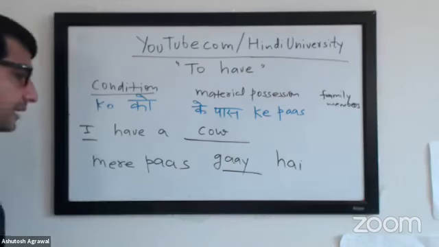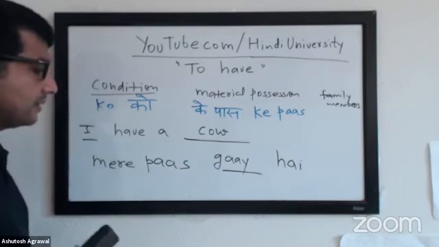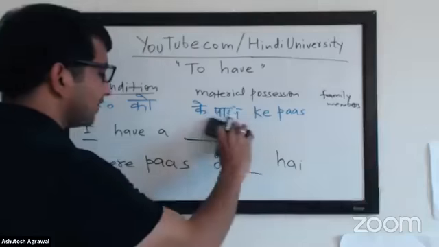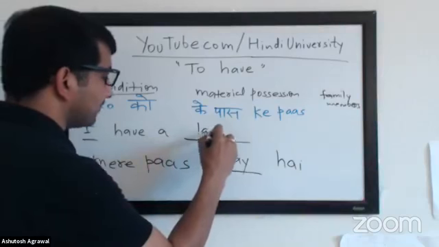Aapke paas ek gaadi hai. Okay, aapke paas ek gaadi hai. Awesome. You have a car. Keep going. Aur Jerika ke paas ek laptop hai. Very good. Trying to spice it up a little. Okay.